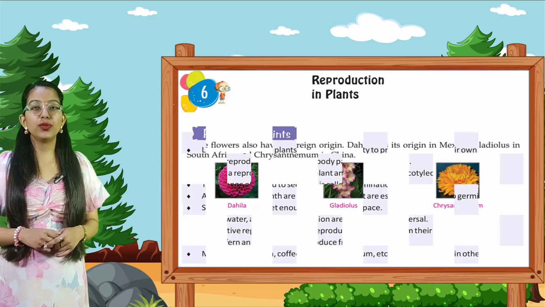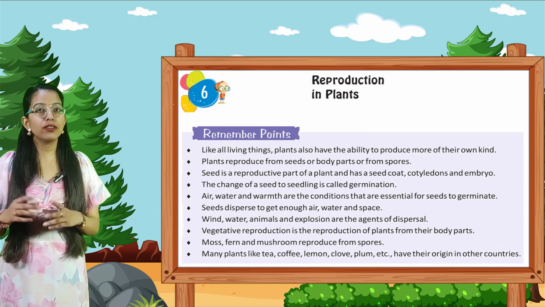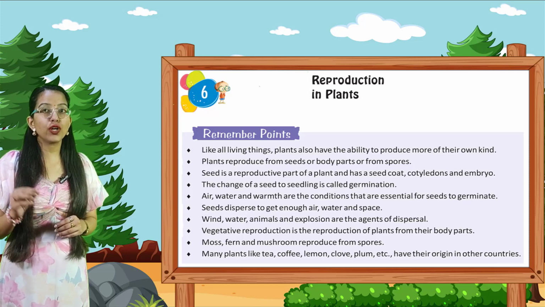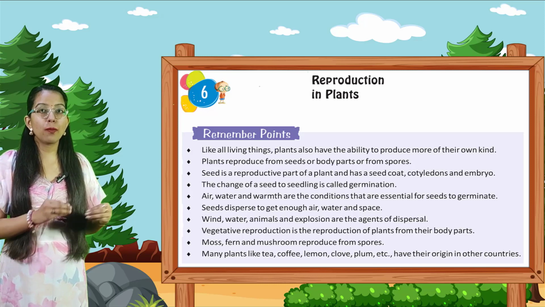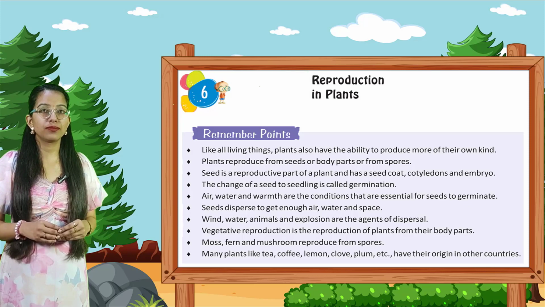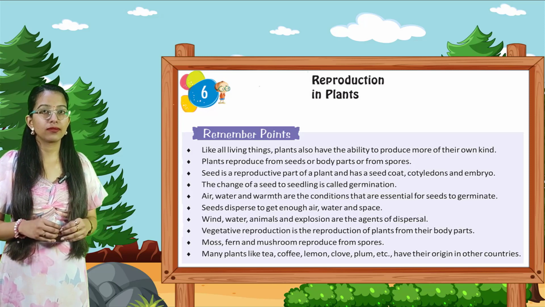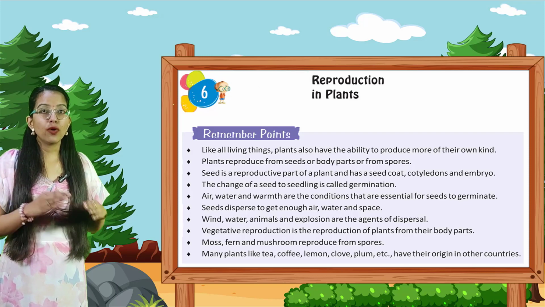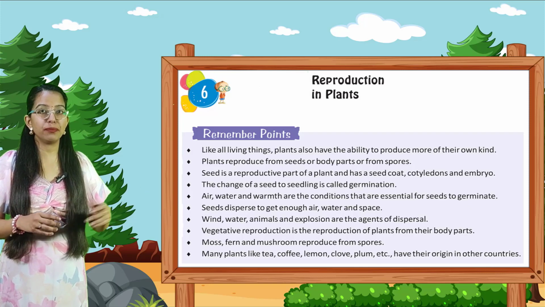Okay, now we are here to conclude our chapter with remember points. Like all living things, plants also have the ability to produce more of their own kind. Plants reproduce from seeds or body parts or from spores. Seed is a reproductive part of a plant, has a seed coat, cotyledons and embryo. The change of a seed to seedling is called germination. Air, water and warmth are the conditions that are essential for seeds to germinate.